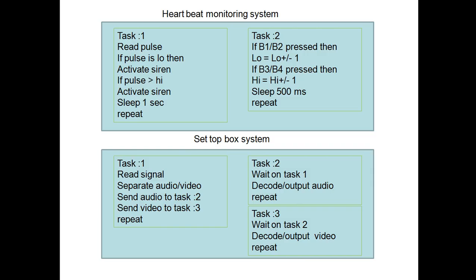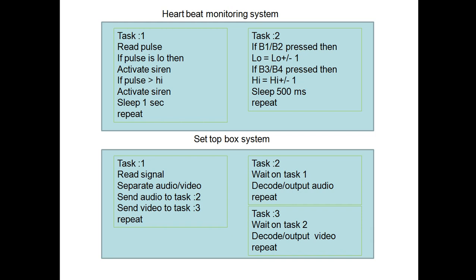The heartbeat monitoring system. Now we will take the example of a heartbeat monitoring system. Task 1 is to read the pulse. If the pulse is less than Lo, then activate the siren. If the pulse is greater than Hi, then activate the siren. Sleep 1 second and repeat. Task 2: if B1 and B2 are pressed, then Lo equals Lo plus or minus 1. If B3 and B4 are pressed, then Hi equals Hi plus or minus 1. Sleep 500 milliseconds and repeat. So this is the heartbeat monitoring system.